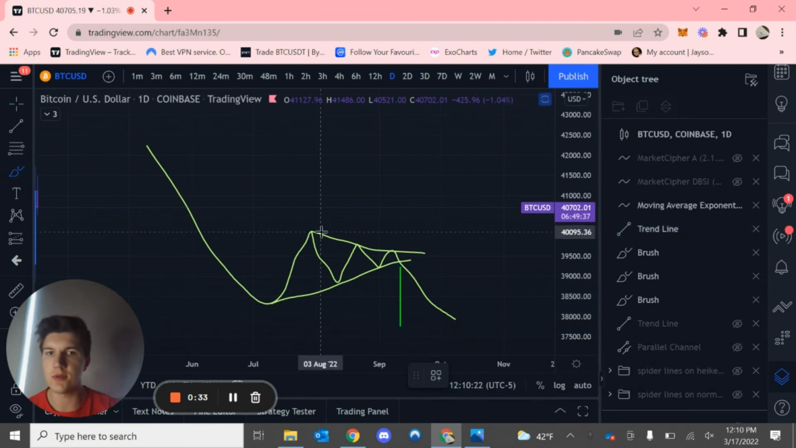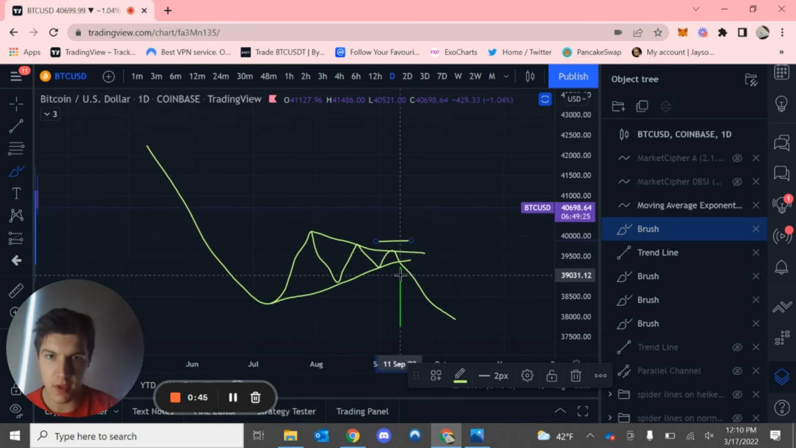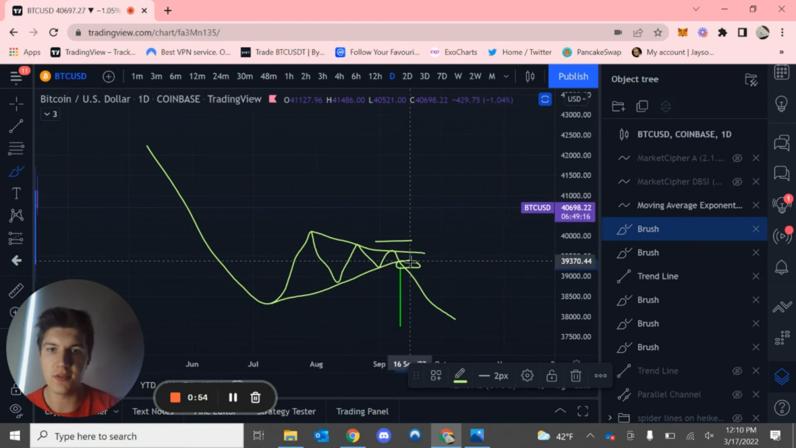What you guys can do is then set your stop loss right above this second lower high, and then wait for the retest of the previous support, and it will act as resistance. Enter based off of that, and then just take profits at that final level.